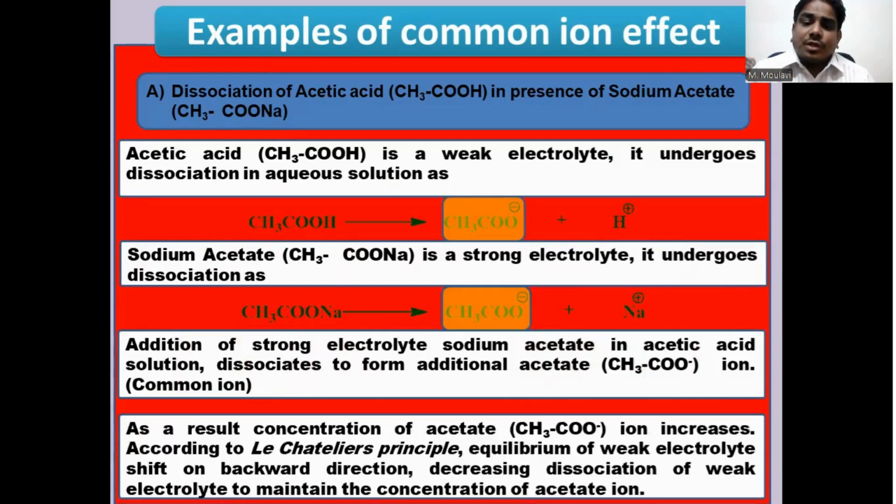To control the concentration of the common ion acetate, according to the Le Chatelier principle, the equilibrium of weak electrolyte shifts in the backward direction, so it decreases the dissociation of weak electrolyte, that is the acetic acid. So the degree of dissociation of acetic acid decreases. Both the acetic acid and the sodium acetate, this mixture acts as the acidic buffer in the solution, used for controlling the pH of the solution on the acidic side.